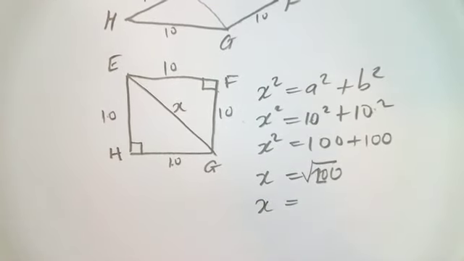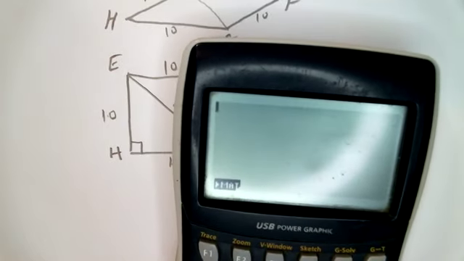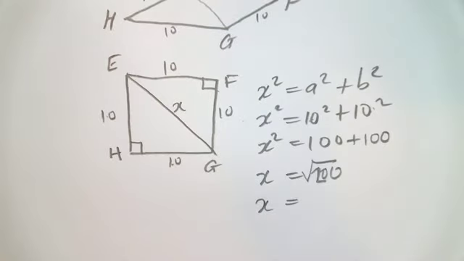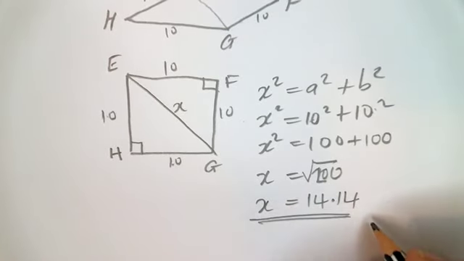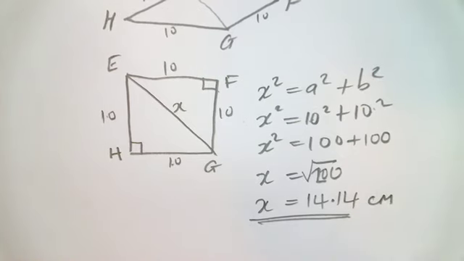So x equals, let's find the square root of 200. Let's have a look. I'm going to go square root of 200. There it is, and it's 14.14. So 14.14. That's the first thing we've got. And these are centimeters. So 14.14 centimeters.